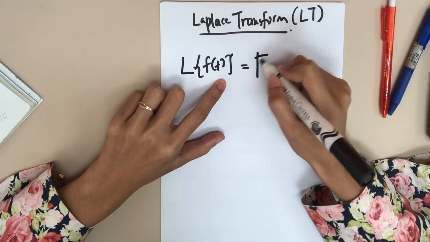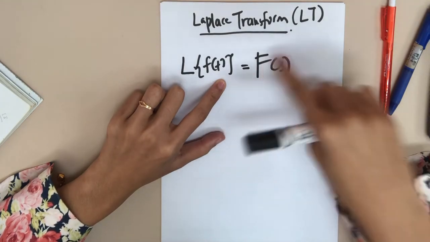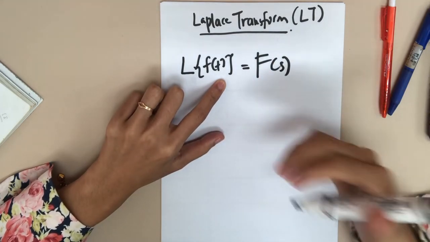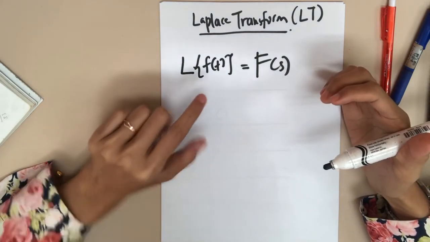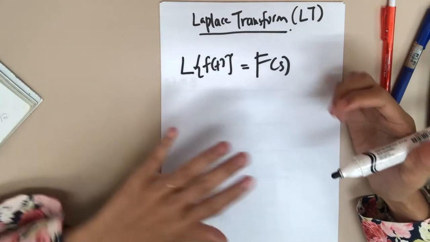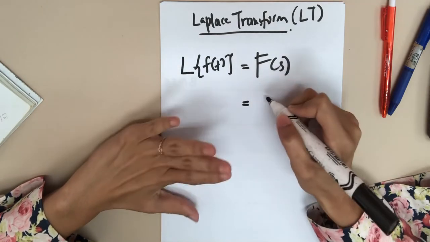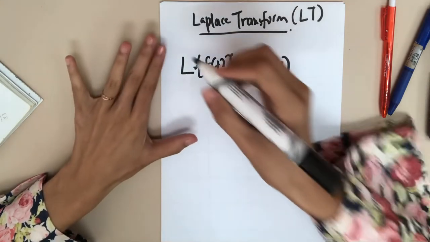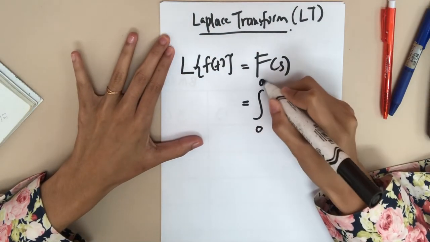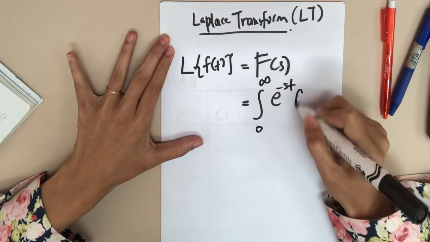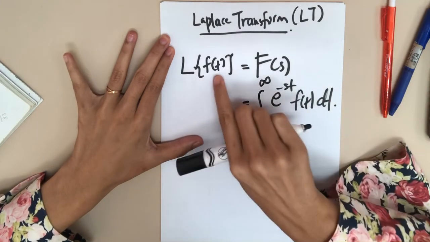Or sometimes some textbooks or notes just write F(s). So F(s), capital F here, also represents the Laplace transform. So there are 2 ways to write it: one is L of the function, and the other is F(s). So by using the introduction, this is how we find the Laplace transform, or the definition of the Laplace transform. So this is how we find the Laplace transform for a certain function.